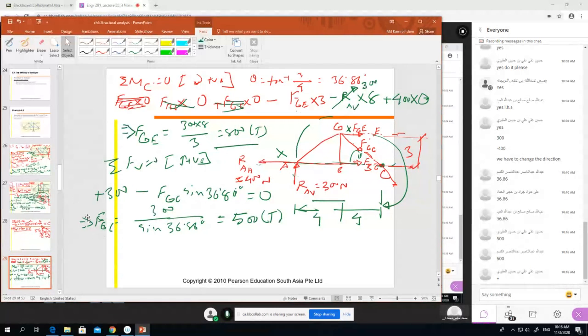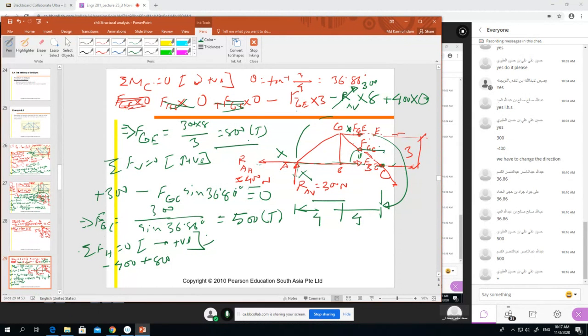Now we have only one unknown. Summation of horizontal force. We assume the right hand side is plus. First force, we have 400, so minus 400. Why minus? Because it is left direction. And this will not come in our calculation, this is completely vertical. Then we have FGE. How much is FGE? FGE we calculated 800, right? So plus 800.